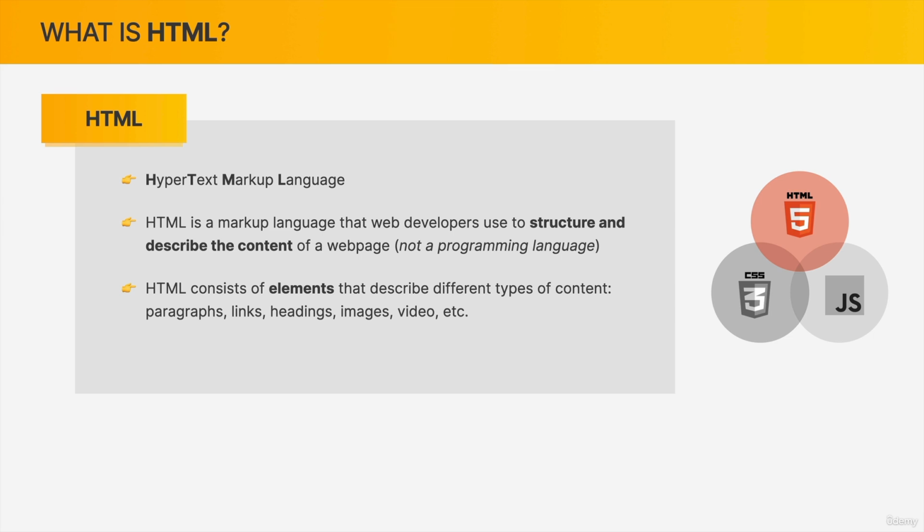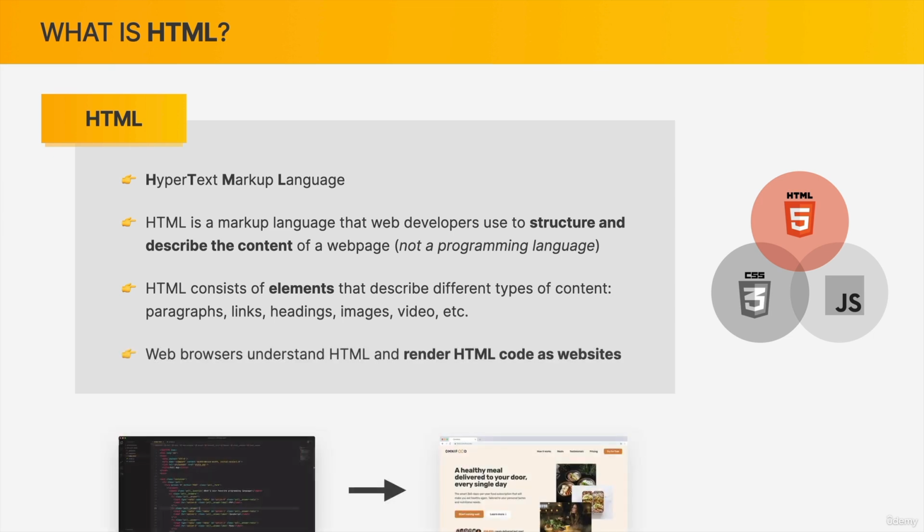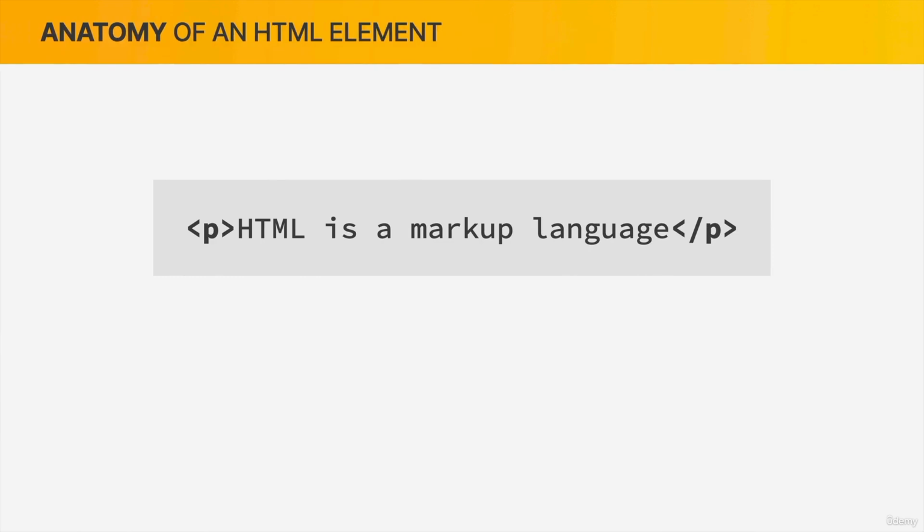Then, as we also learned in that lecture where we built our very first web page, web browsers such as Google Chrome do essentially understand HTML code and can render it as a final website. So a website that we can see in the browser. Okay, so this is essentially what HTML is and what we can do with it. But now let's just zoom in a little bit and take a look at the anatomy of an HTML element. So basically, take a look at the building blocks of each HTML element.